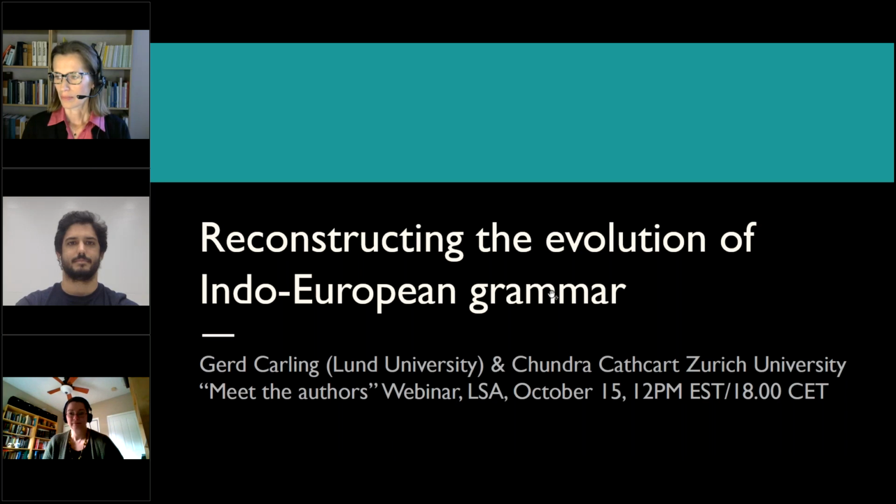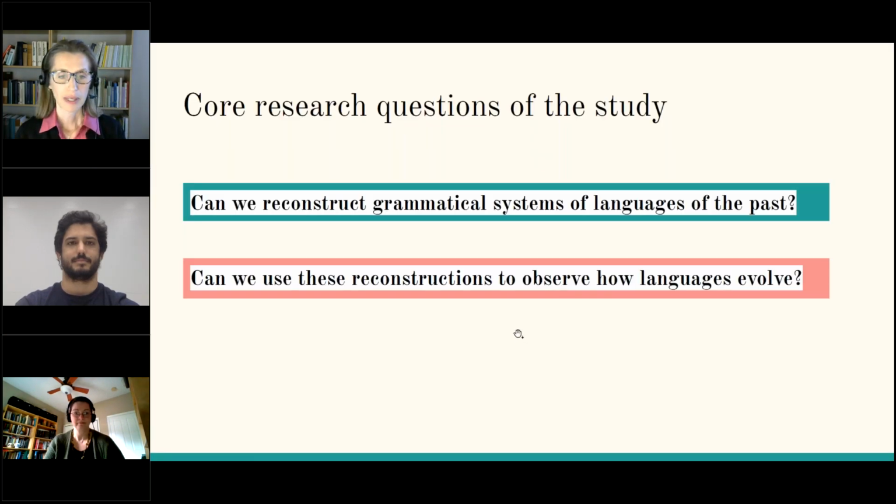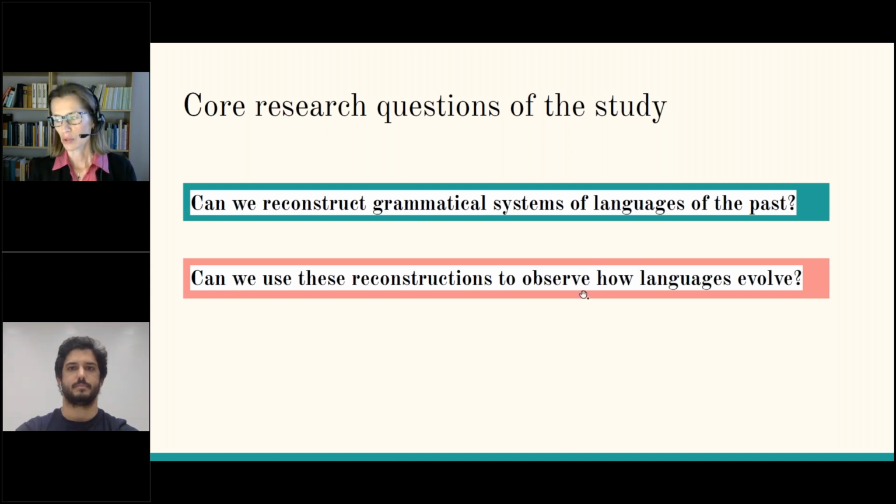So let's start simple. For the current paper, we have had two basic research questions. So first, can we reconstruct grammatical systems of languages in the past? And second, can we use these reconstructions to observe how languages evolve? These questions are not new. Rather, they have been central in historical linguistic studies for more than 100 years. To understand the context of our study, we will begin this presentation with some very brief background.